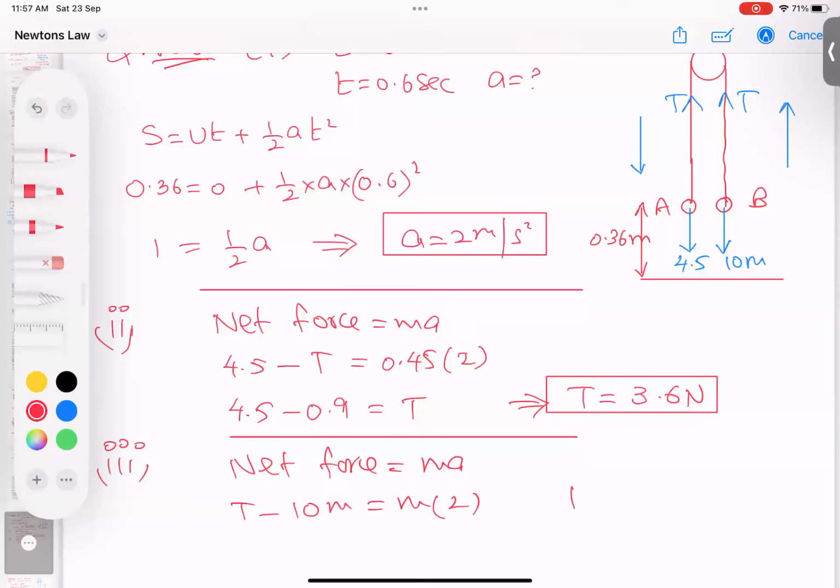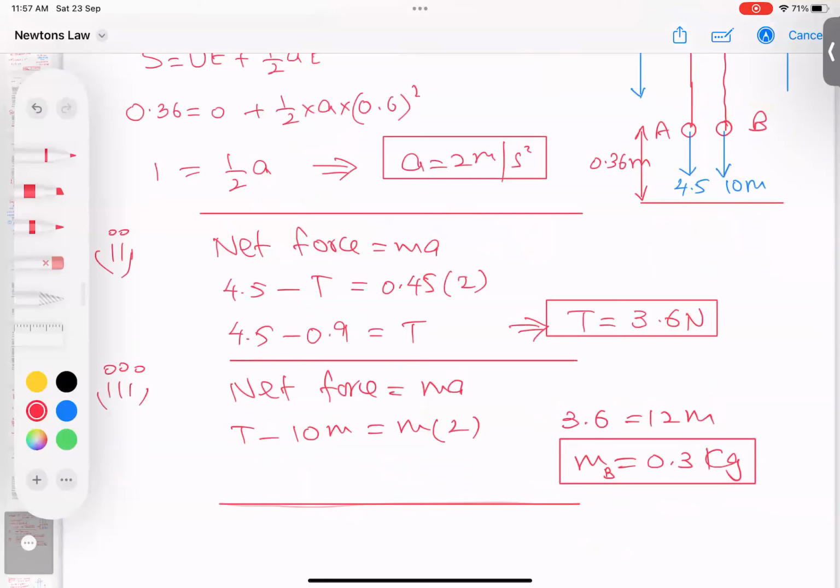So 10M goes there and 2M is already present. I have tension, and tension is 3.6, which we know already. So 3.6 equals 12M. Dividing by 12, we get 12 threes are 36, so 0.3 is our answer. The mass of B particle is 0.3 kilograms. Alhamdulillah Rabbil Alameen, this part is also clear.